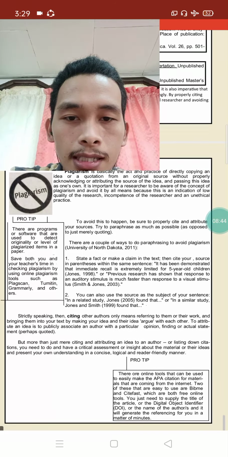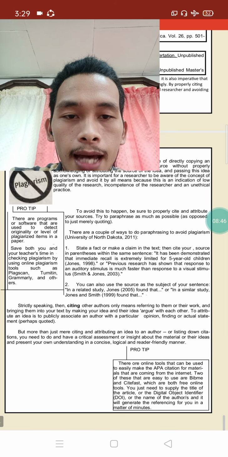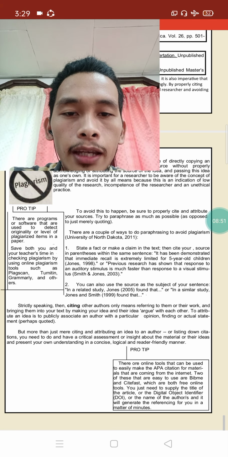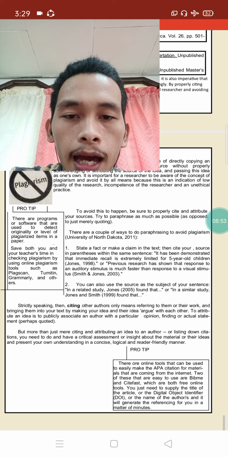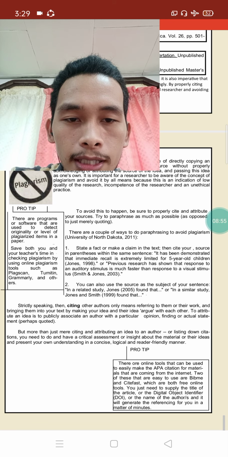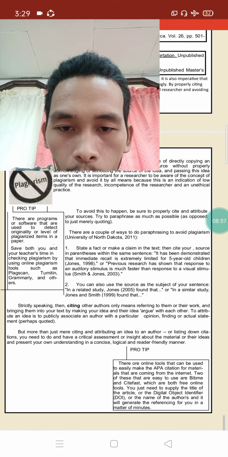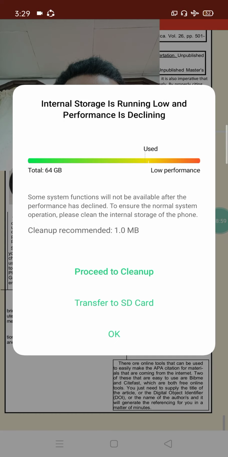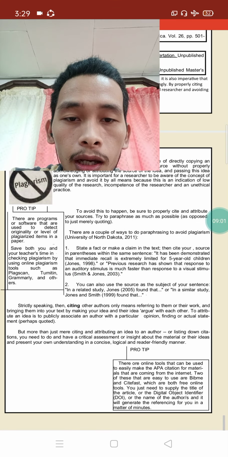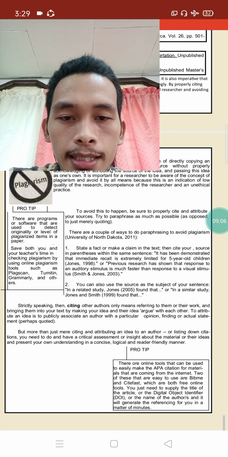To avoid this from happening, be sure to properly cite and attribute your sources, the proper citation and proper referencing. Try to paraphrase as much as possible. And there are a couple of ways to do paraphrasing to avoid plagiarism. Number 1, state a fact or make a claim in the text, then cite your source in parentheses within the same sentence.